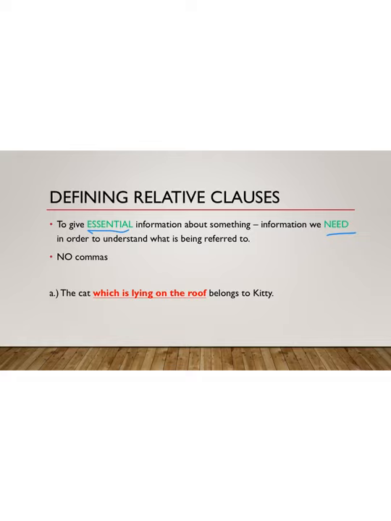So the essential information about something, the information that we need in order to understand, in order to know what is being referred to. And that's why no commas. So the cat belongs to Kitty, but which cat are you talking about? There are so many cats there. So I am talking about the cat which is lying on the roof. It belongs to Kitty.